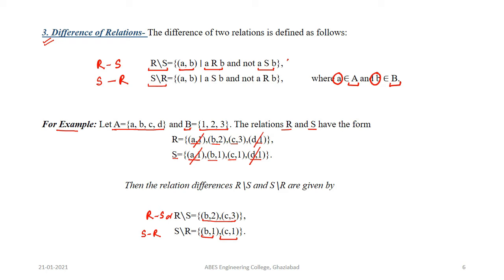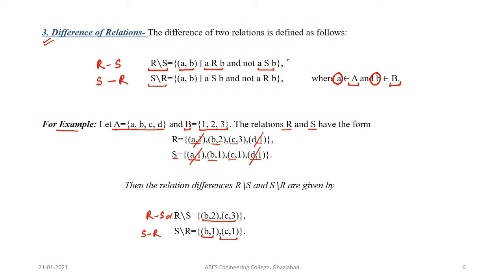As we can see, the ordered pair (a,1) also belongs to S. It means it does not belong to R minus S. Similarly, the ordered pair (d,1) also belongs to S, so the ordered pair (d,1) does not belong to R minus S. So we are left with the two ordered pairs (b,2) and (c,3). So only two ordered pairs will be there in R minus S.